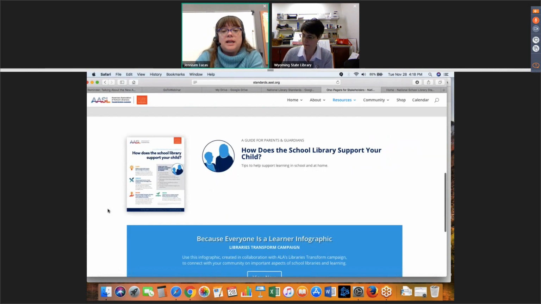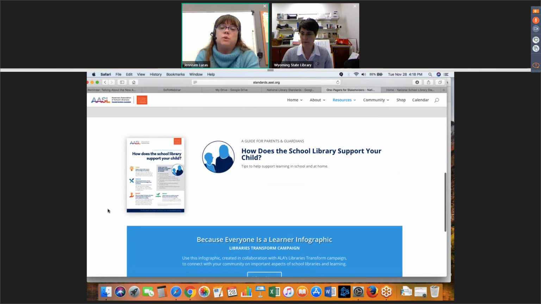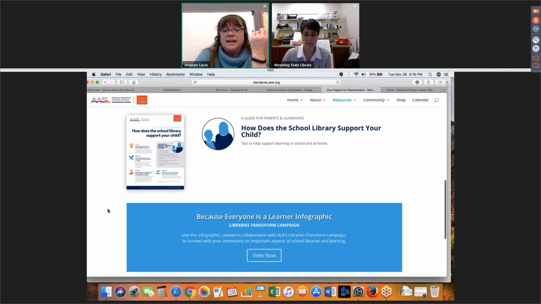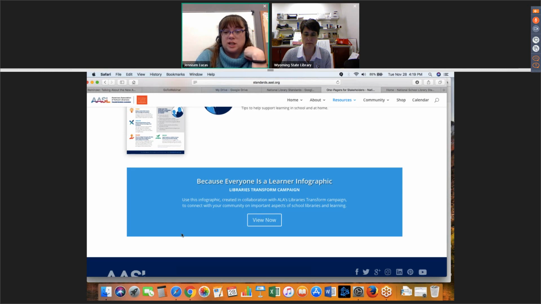And then the last one is about how the school library supports your child. That infographic focuses on the domains of Create, Share, and Grow, because that's what the parents are going to want kids to be able to do. It really focuses on that aspect of the child. And then down at the bottom, we have the Everyone Is a Learner infographic, which is pretty awesome. As you can tell, I think all of this is pretty awesome.